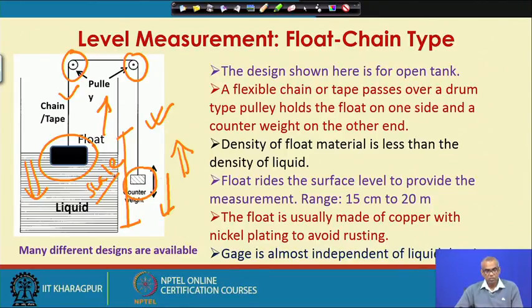The typical range is around 15 centimeter to 20 meter. If you visit a chemical process industry, most likely you will see this float chain type liquid level measurement attached to very tall, large storage tanks. So, typical range is up to 20 meter. The float is usually made of copper with nickel painting to avoid rusting. Note that gauge is almost independent of liquid density.